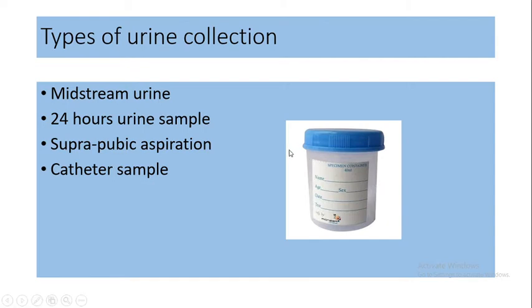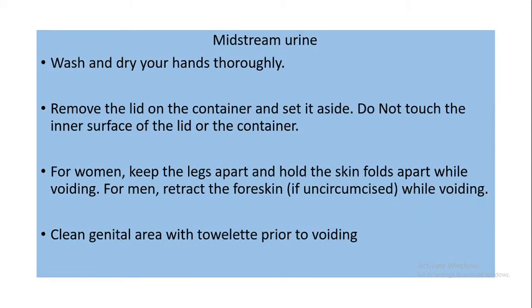Now coming to the types of urine collection, there are four major types of urine collection: midstream urine collection, 24 hours urine sample, suprapubic aspiration and catheter sample. These are the four major types of urine collection. Now we will talk about them one by one. So first, and the most common one in microbiology especially, is the midstream urine sample.